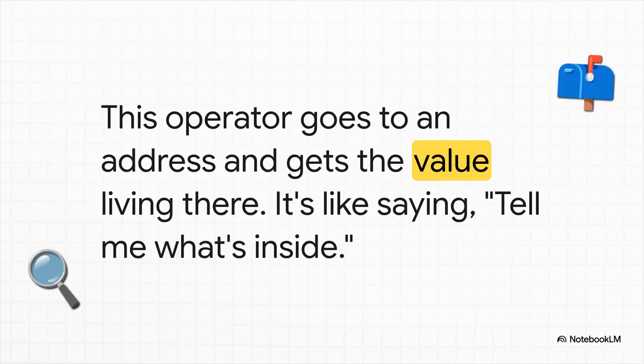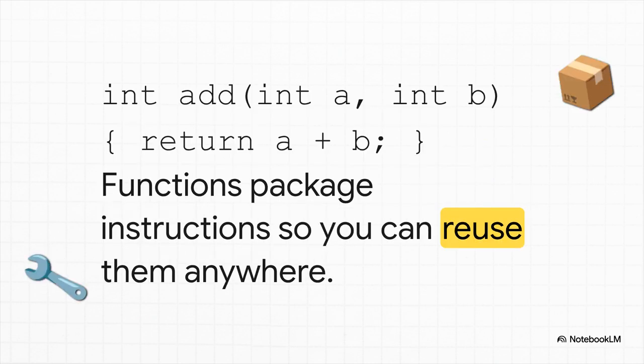So once our GPS has the address locked in, how do we actually get the data that's at that location? For that, we use the dereferencing operator, the asterisk. Putting an asterisk in front of a pointer basically says, go to the address this pointer is holding and tell me what's inside. And this direct, no-nonsense way of fetching data is a huge part of what makes C so fast.